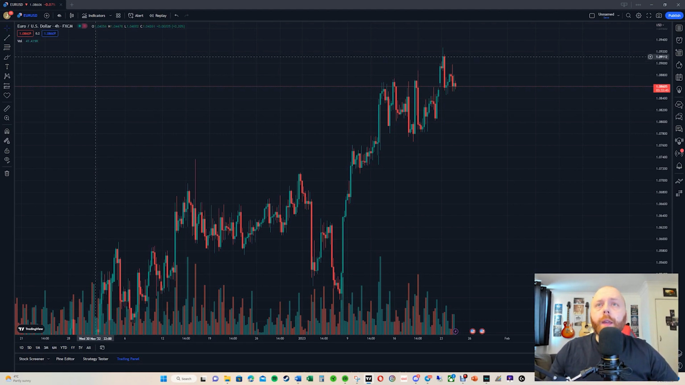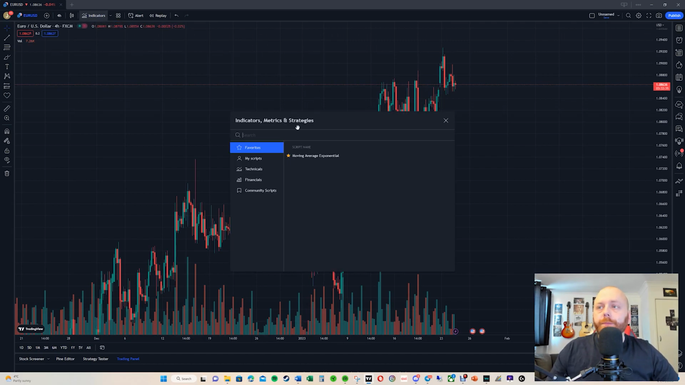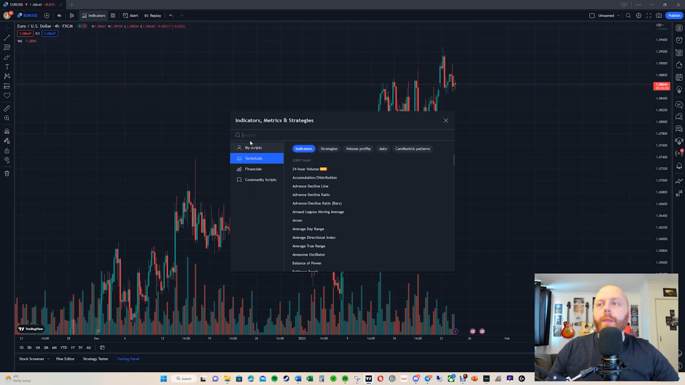Now, if you want to add an indicator to TradingView, if you go to the top up here, you can see this little box where it says indicators. Click on here. And you can see I've already favorited one, which is the moving average exponential. For now, I'll just remove that and show you how I got that there.